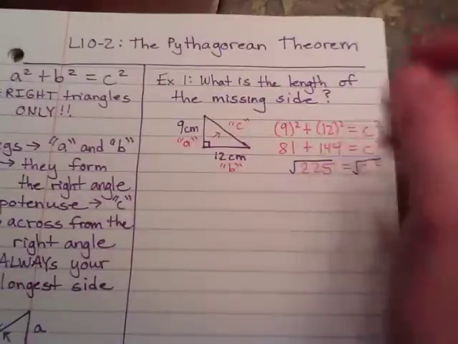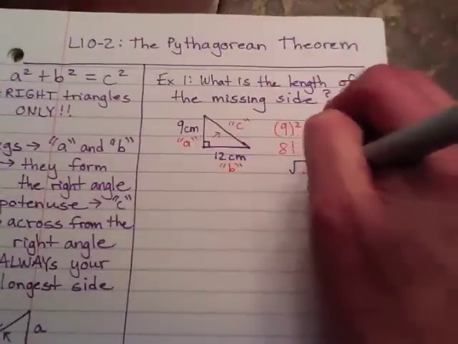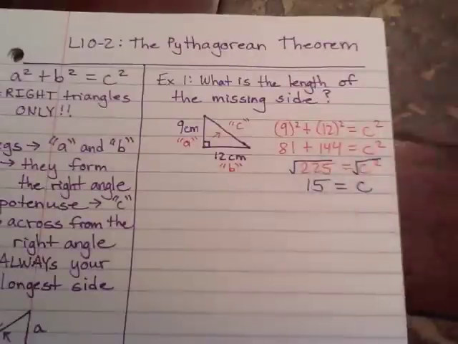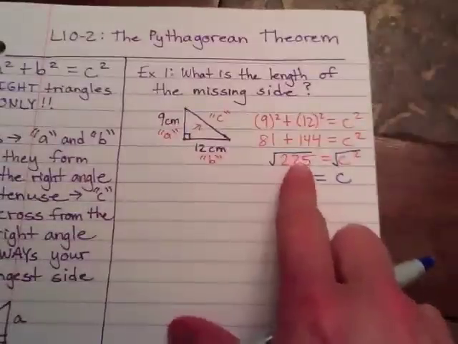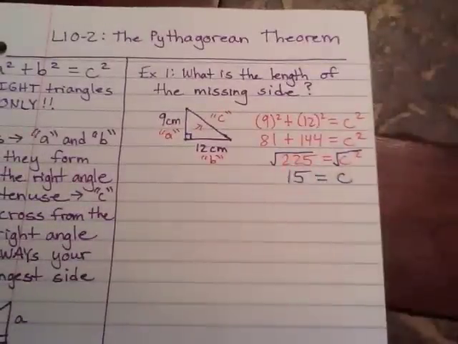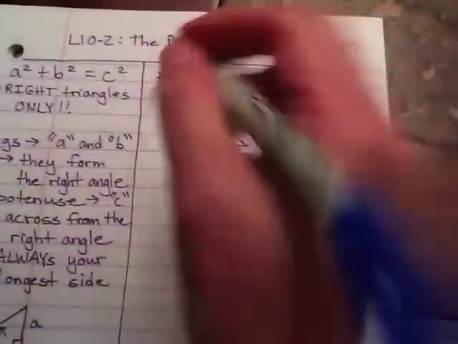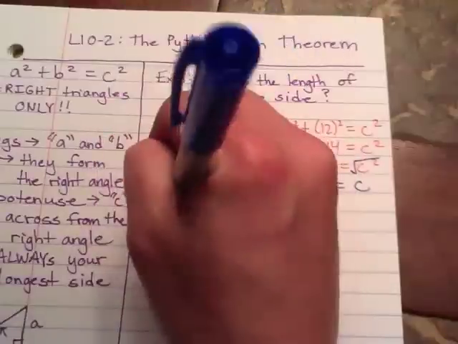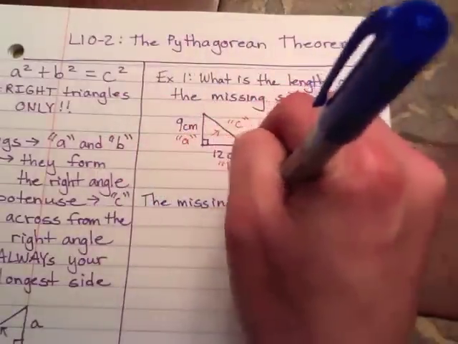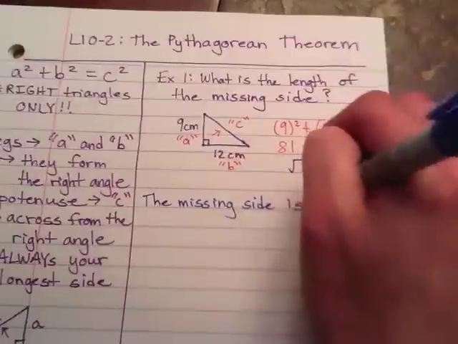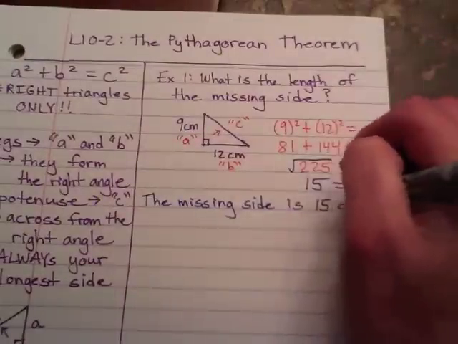And then the square root of 225 is 15. It was a perfect square. 15 equals c. It's not always going to be a perfect square. Sometimes you're going to have to simplify these using what you learned in the last lesson, in lesson 10.1. So in this case, the missing side is 15 centimeters long.